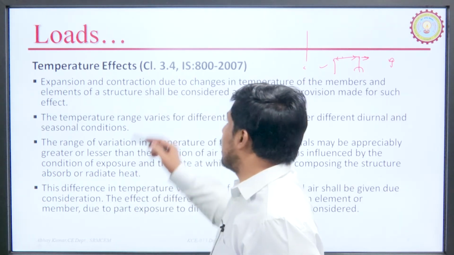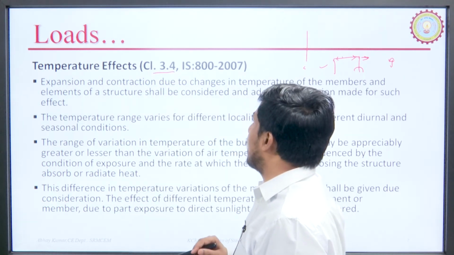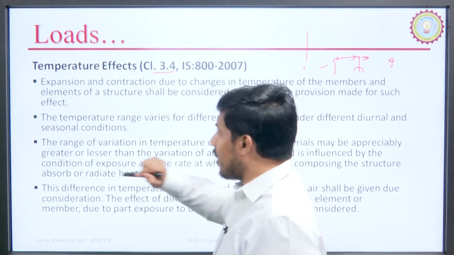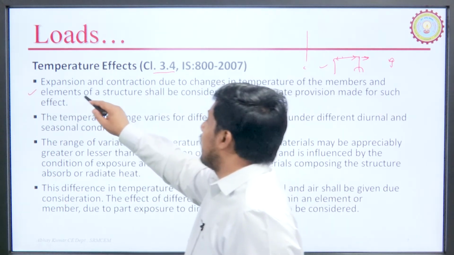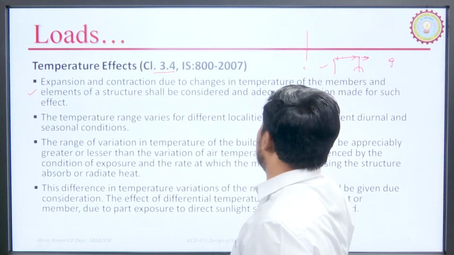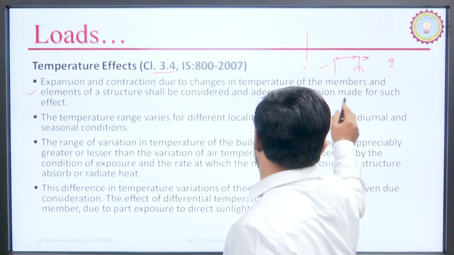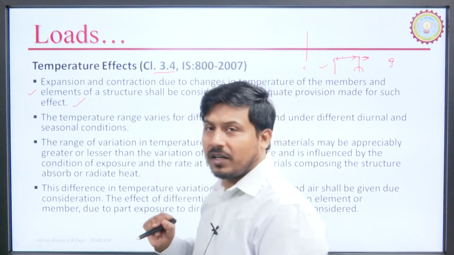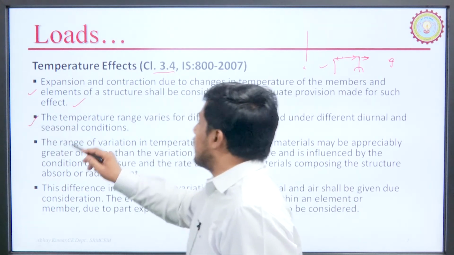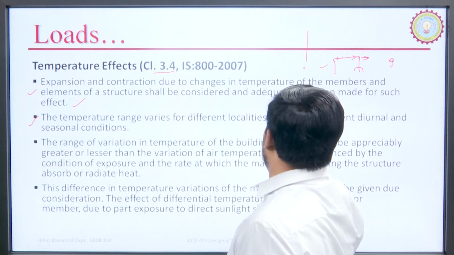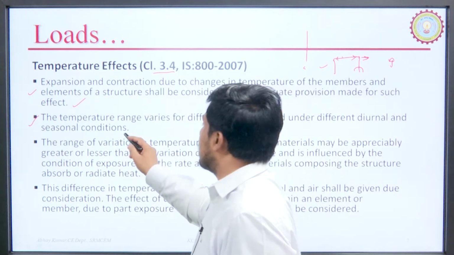So, there are a few points which are made under clause number 3.4. Let me read this. That expansion and the contraction due to the change in temperature of the members and the elements of the structure shall be considered, and adequate provision made for such effects. Okay. In the second point, the temperature range varies in different localities under different diurnal and seasonal conditions.